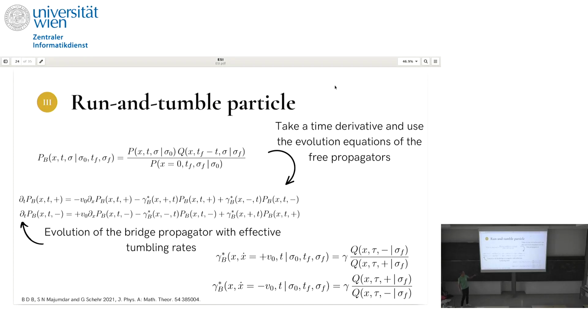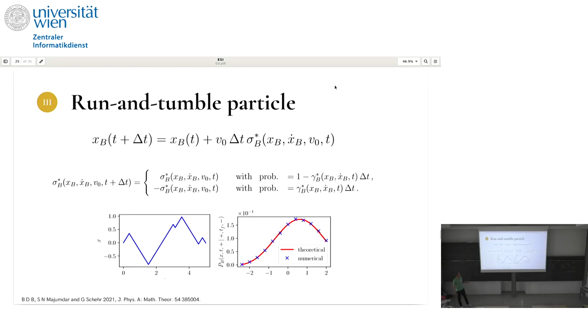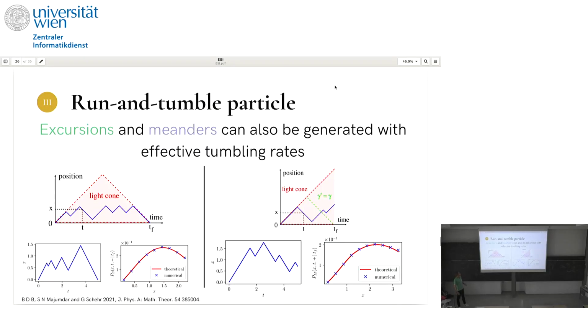And then you try to write Fokker-Planck equations for the constraint propagator, and you obtain a Fokker-Planck equation with effective tumbling rates, which are given by this ratio of backward propagators. If you do this, you can then generate RTP bridges, shown here. Here you still have the bridge constraint, and you can check by taking some time slice that you effectively get the bridge propagator, which you can also compute numerically in this case. Then we can also show that we get excursions and meanders.